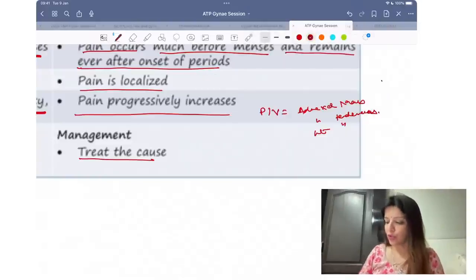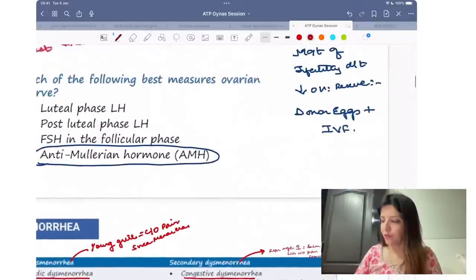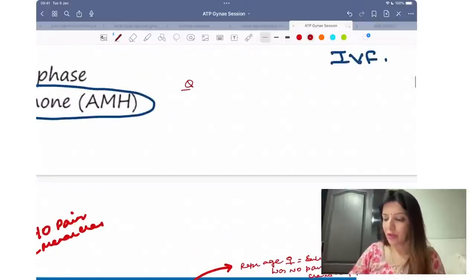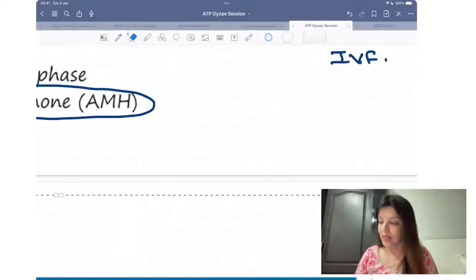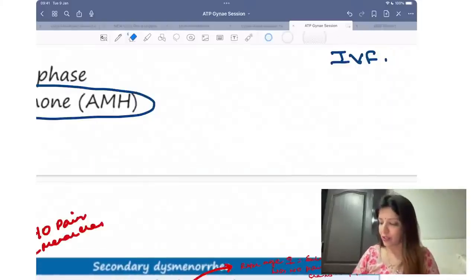My next question to you over here is related to causes of, चलो, this I'll ask you when I'm doing endometriosis and fibroid. अभी आगे जब उसका revision करेंगे, then I'll ask you that.